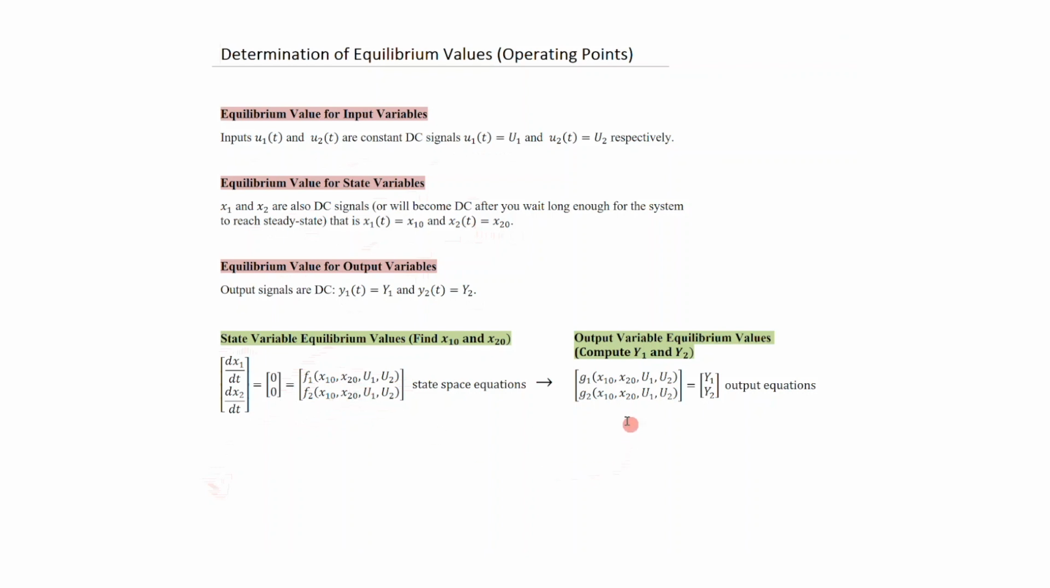Similarly, for the output, you have basically a steady state for y1 and y2. Once you've computed x10, x20 from here, then you can substitute that in here and compute what the steady state variable values for capital Y subscript 1 and capital Y subscript 2 are.